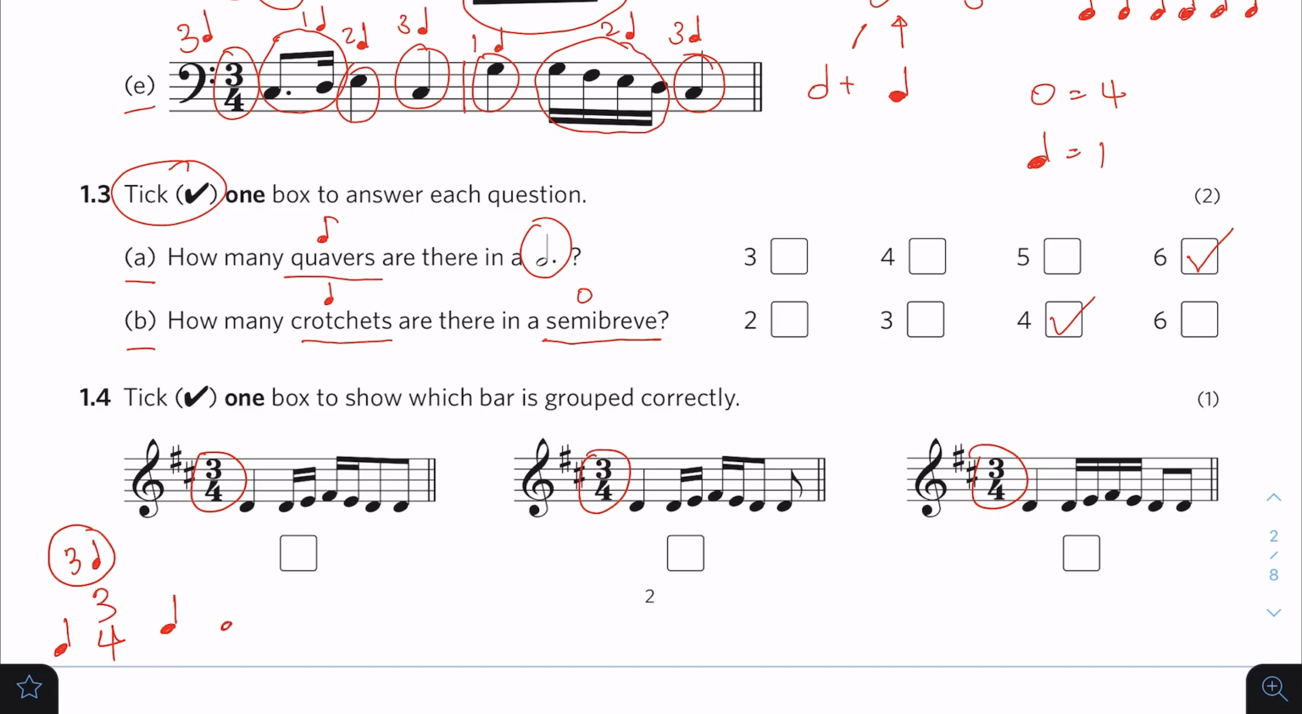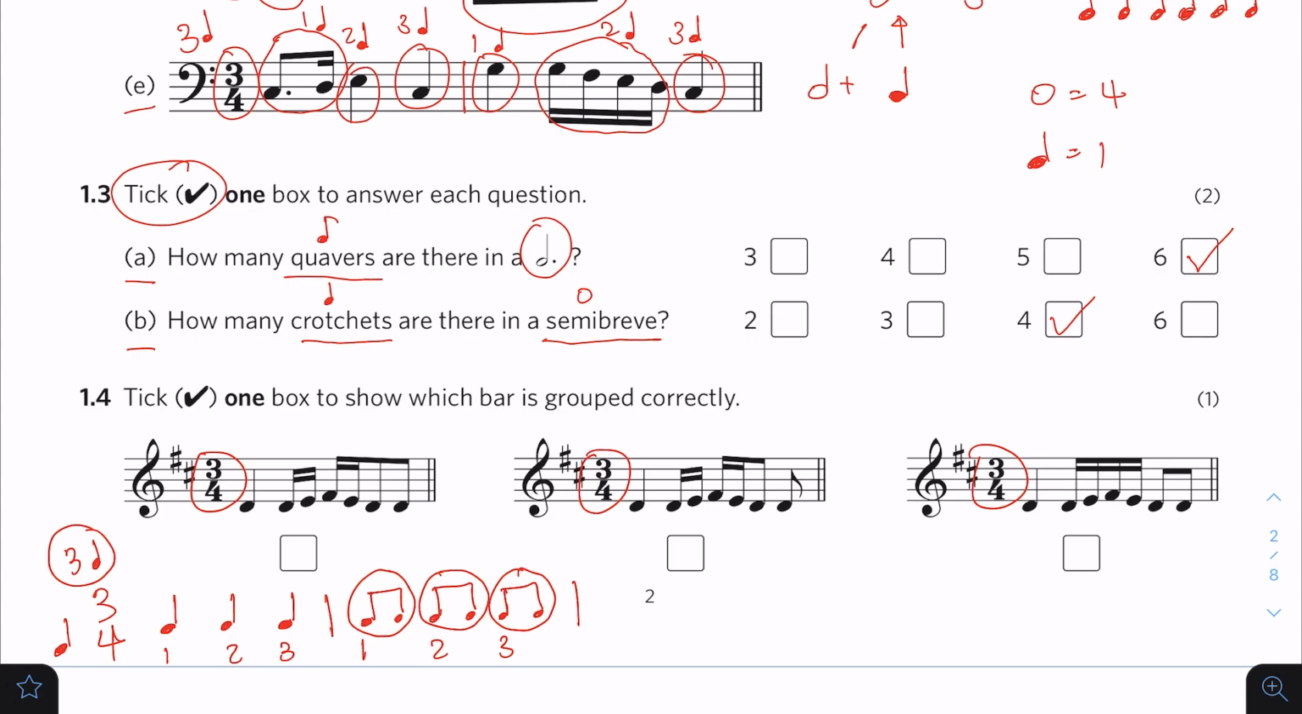1 crotchet, 2 crotchet, 3 crotchet. So 1, 2, 3. I'm going to draw another bar. I'm going to split them in 2. It's a simple time. Now, this is beat 1, beat 2, beat 3. The rule is I want to group them so then they look like something like this. I can see beat 1, beat 2, and beat 3 clearly.